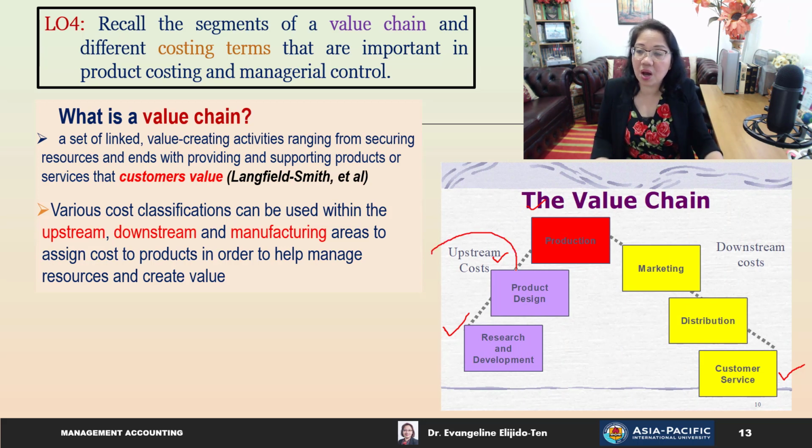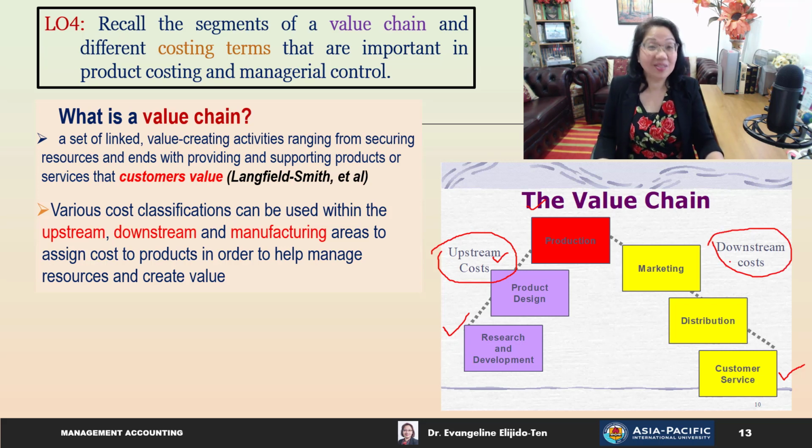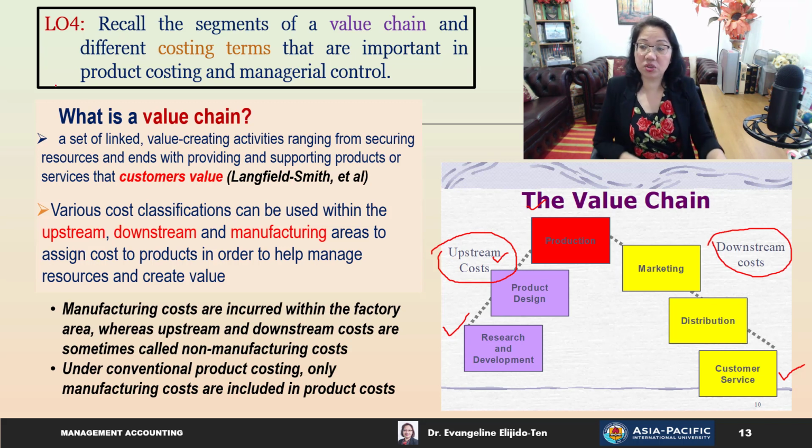So the upstream are your research and development, product design, supply costs, and the like. And the downstream cost would include your marketing, distribution, as well as customer support or customer service. Now, manufacturing costs, the one that is right up here in red. All right, manufacturing costs are incurred within the factory area, whereas the upstream costs as well as the downstream costs are sometimes called non-manufacturing costs.